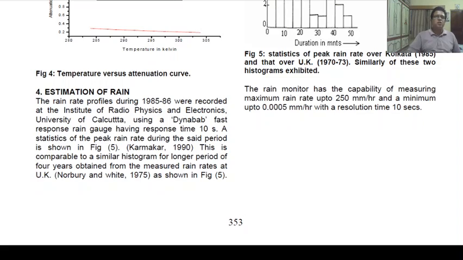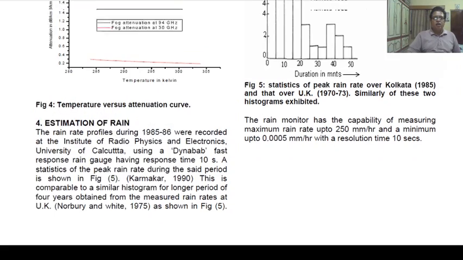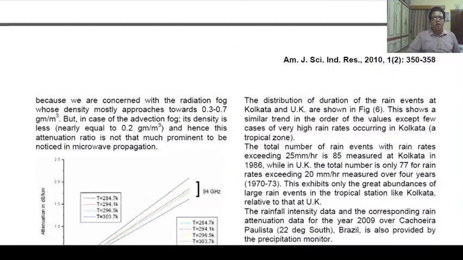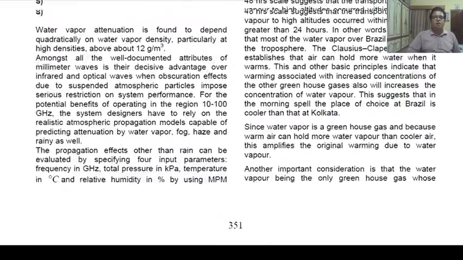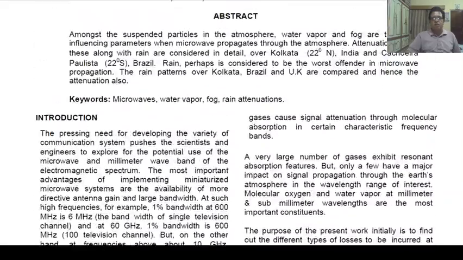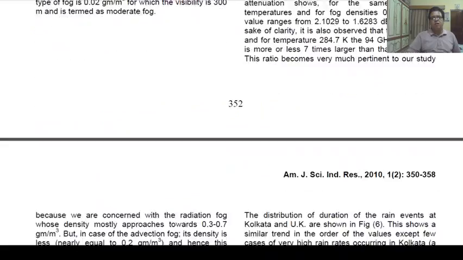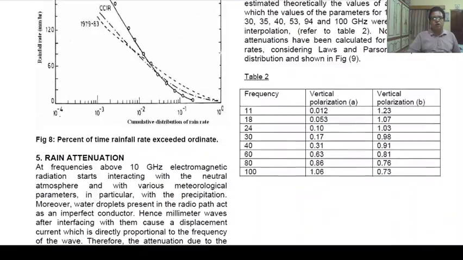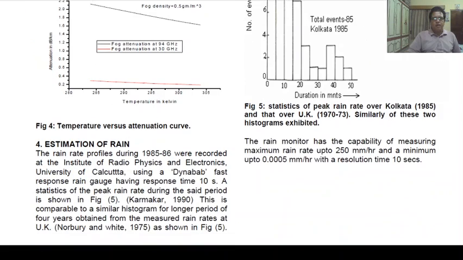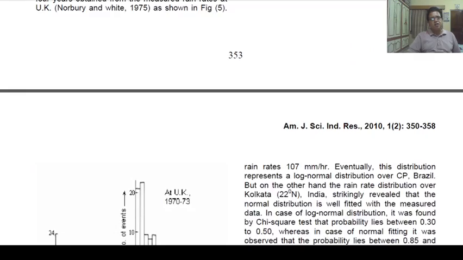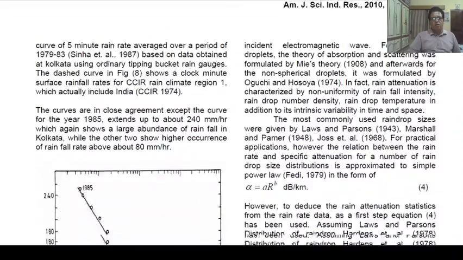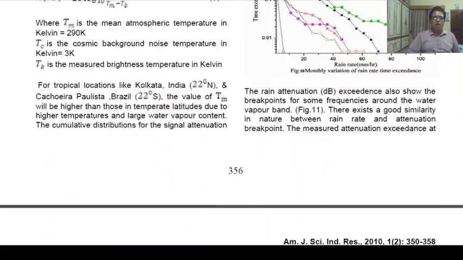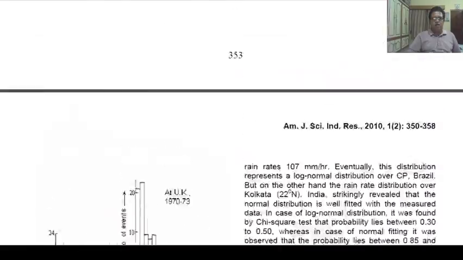Next topic, number 4, estimation of rain. We already considered the third point. In this paper the points are not properly shown, so avoid them. Estimation of rain is not our concern. We just consider the rain attenuation that is useful for us, and how rain attenuation affects microwave propagation.